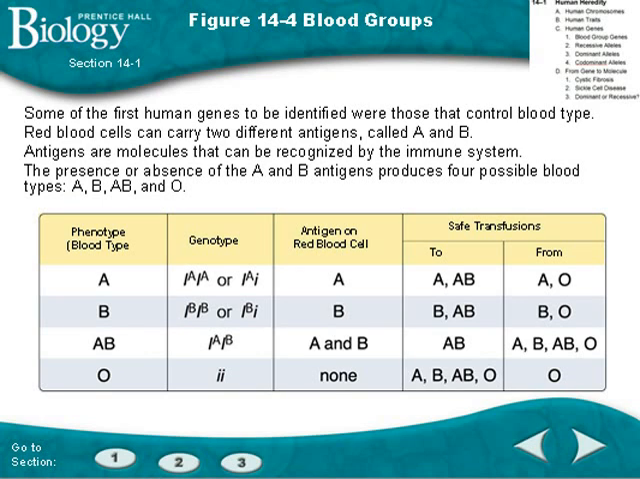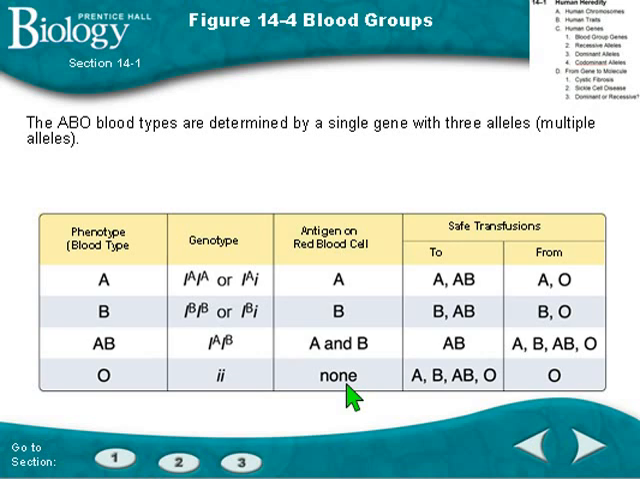So there are 4 possible blood types: A, B, AB, and O. And as you can see, A blood type has the A carbohydrate on the red blood cell. B blood type has the B carbohydrate on the blood cell. AB has A and B on the blood cell, and the O has no antigen on the blood cell, no carbohydrate present at all.